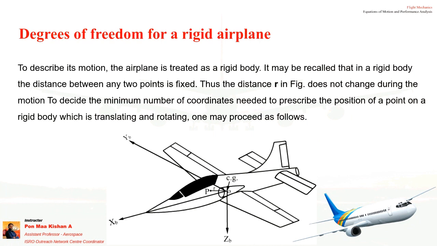The axes are XB, YB, ZB. In the last class I told you why we are using the body axis system. Consider this is my aircraft, this is my center of gravity, this is ZB, this is YB and this is XB. That is the body axis system. What it indicates is that if the aircraft is rolling, the axis system will also roll. If the aircraft is pitching up, the axis system will also move accordingly.